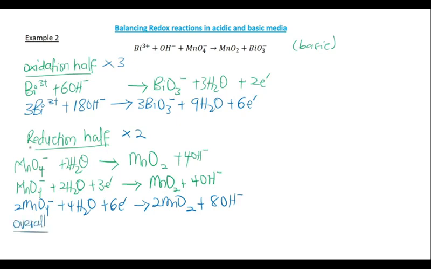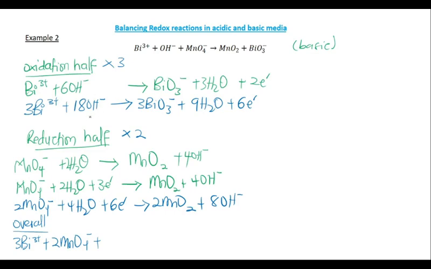So for our overall, we just write everything that we have at both the top and then the bottom down, and then we get our overall reaction. So we write 3 Bi 3 plus, 2 MnO4 minus, then plus, the electrons will cancel out. Now we have 4 moles of water over here, and then we have 9 moles of water, so it means water is greater at the right side.